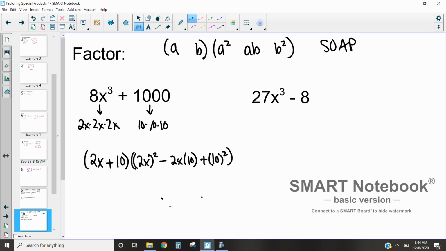And then we can simplify this, and we end up getting 2x plus 10 times 4x squared minus 20x plus 100. Fantastic. So that's kind of how it'll work. We'll do the same thing with this one.